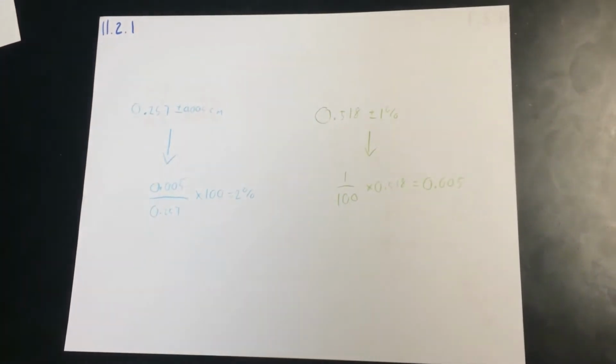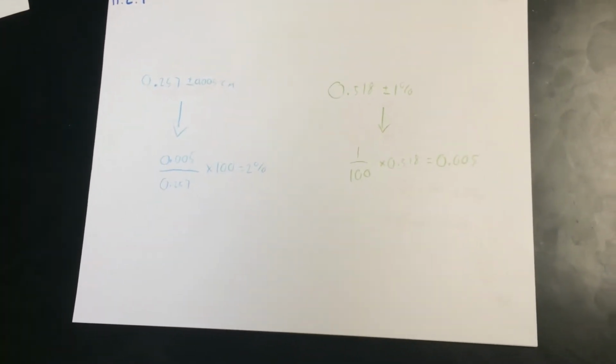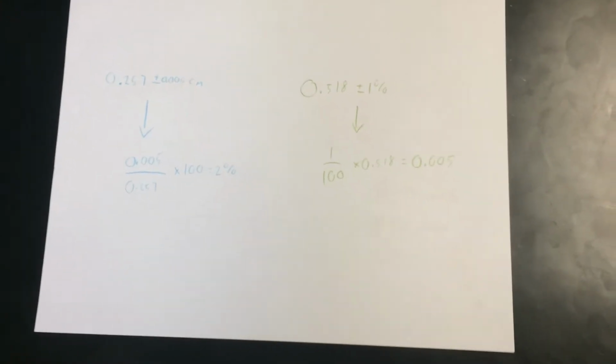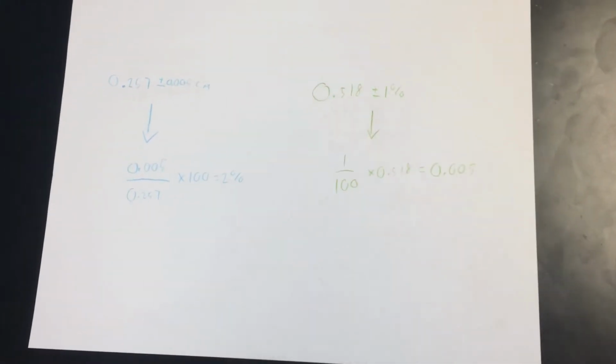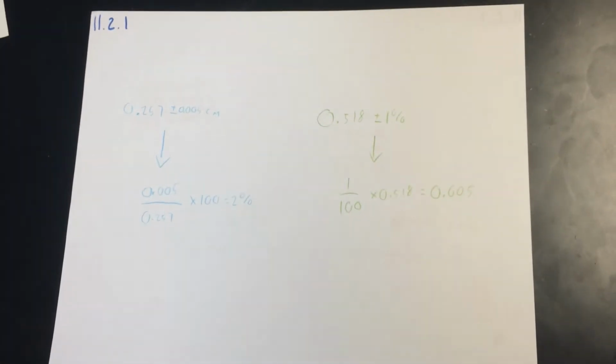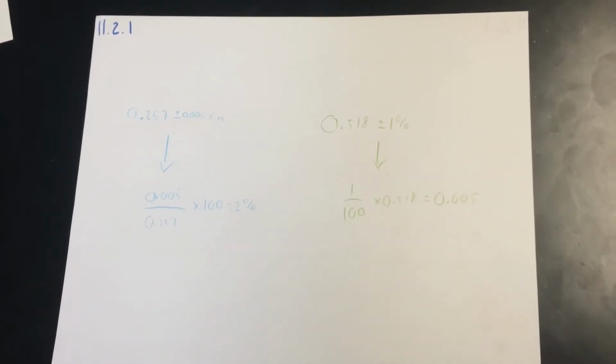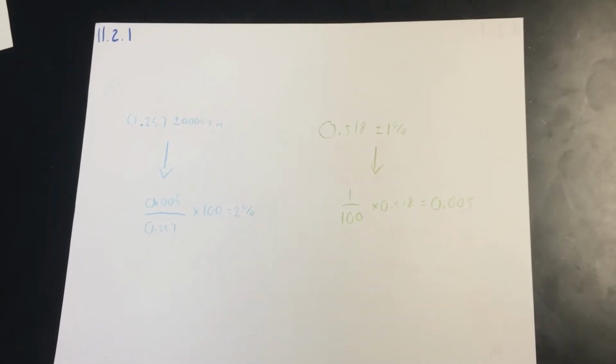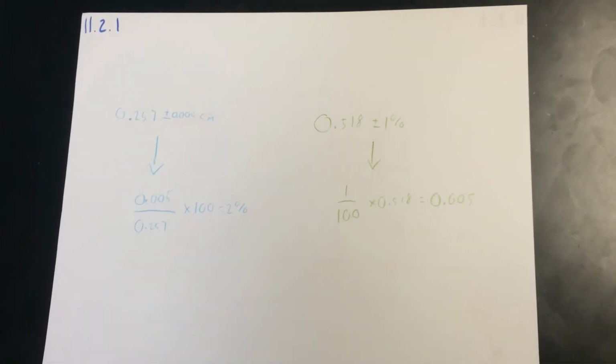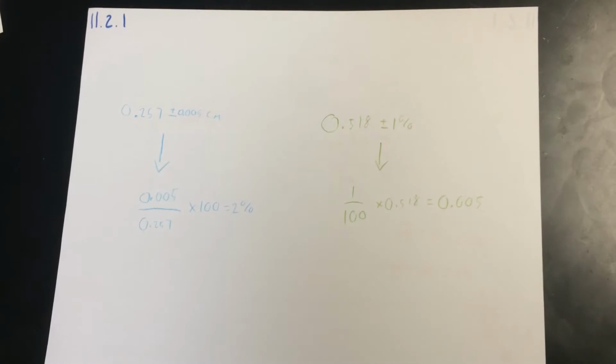Percentage uncertainty equals absolute uncertainty over the value times 100. For example, if you have 0.257 plus or minus 0.005 centimeters, it would then be a percent uncertainty of 0.005 divided by 0.257 times 100, which would then equal 2%.